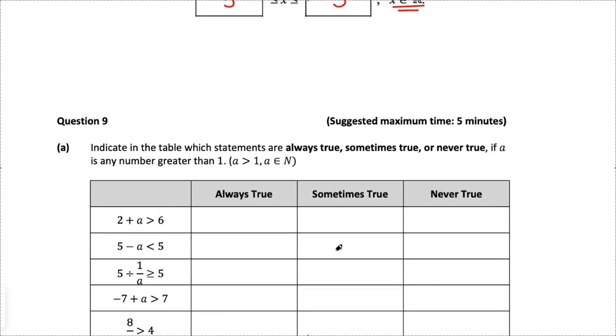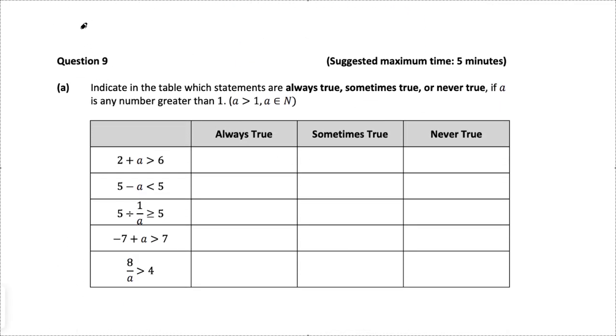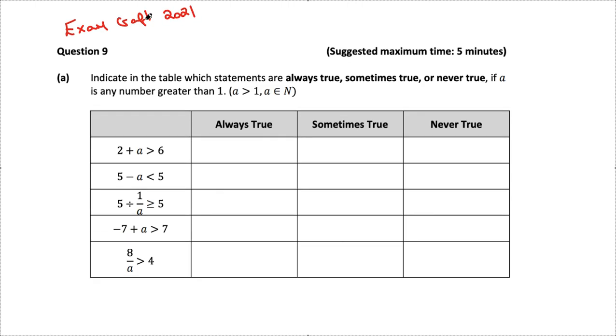For the next one then, this is actually a mock question. It's from Examcraft and it's from 2021. And they asked this question where it says, indicate in the table below which statements are always true, sometimes true, or never true if a is a number greater than 1 and it's a natural number.